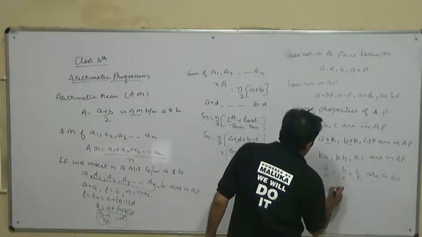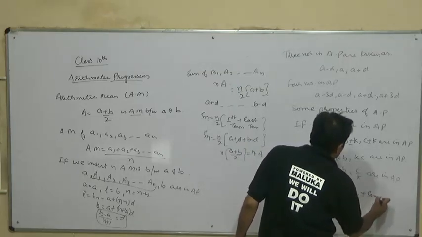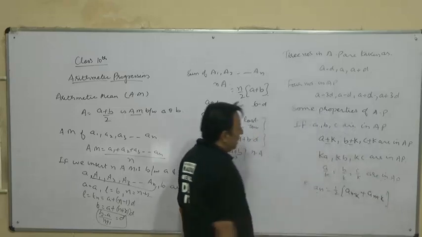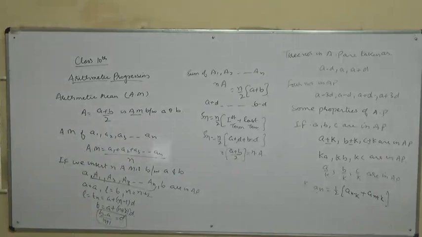An is equal to half of an minus k plus an plus k. That is, a term can be obtained from the terms equidistant from both sides: add them and take the average, and you will get the same number. For example, for the 7th term, the average of the 8th and 6th terms will be equal to the 7th term. Okay.